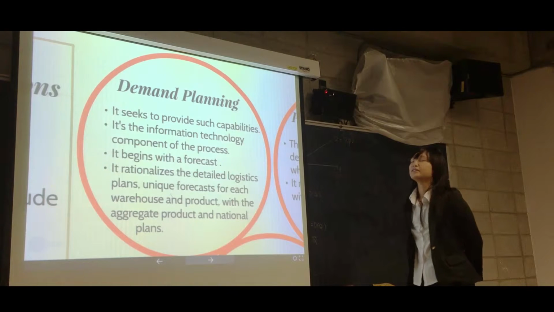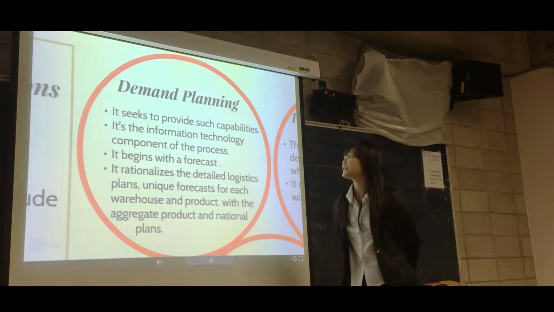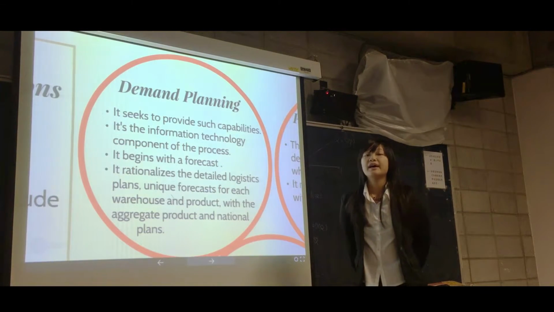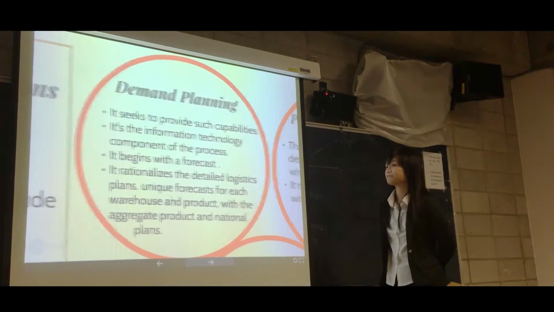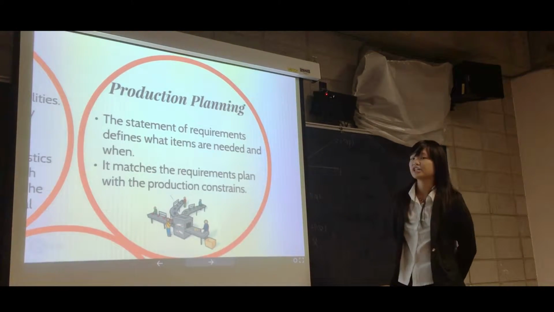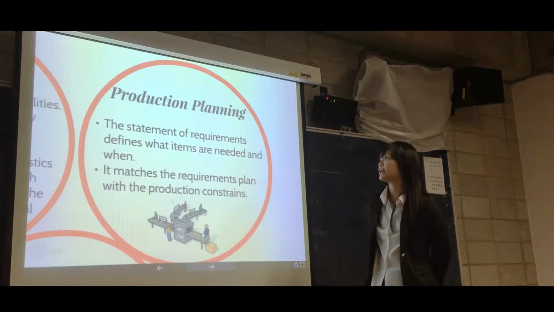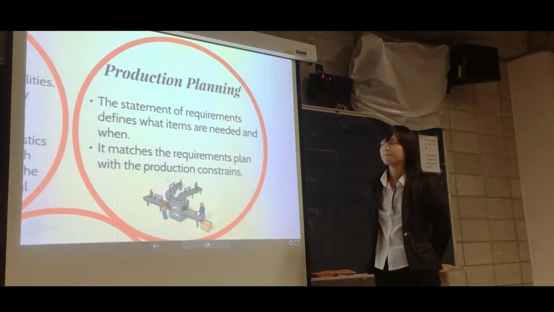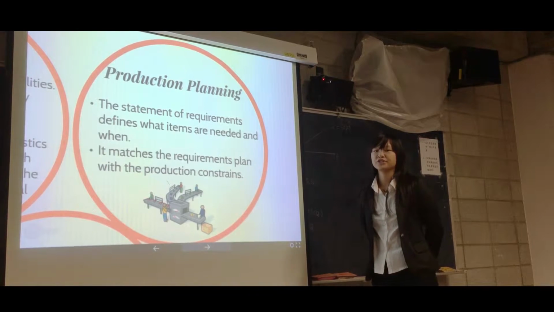Demand planning seeks to provide such capabilities, and it's the information technology component of the process. It begins with a forecast. The next one is the production plan. It's a statement of requirements that defines what items are needed and when, and it matches the requirements plan with the production constraints.